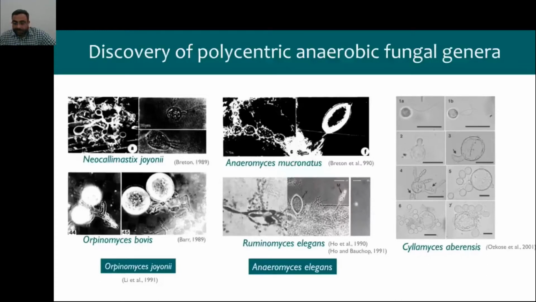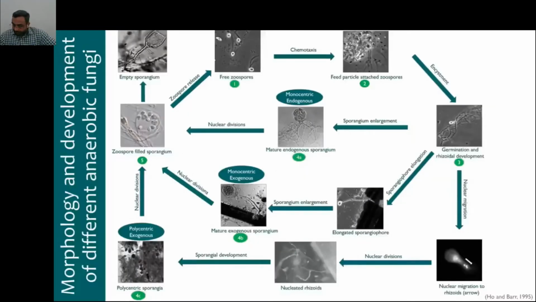After a gap of another decade, another bulbous anaerobic fungus was identified, but this one had a polycentric type of growth and a multi-sporangiate thallus. This was named Cathalamyces aberrancies. If we see this, it took almost 25, 26 years to identify the first six genera of anaerobic fungi, and most of them were based only on morphological features.